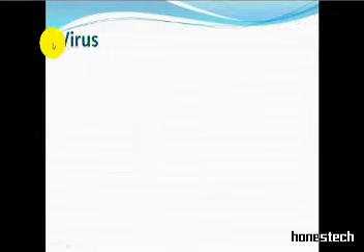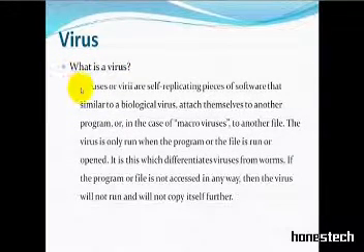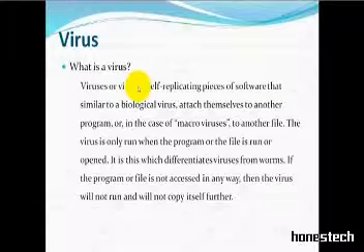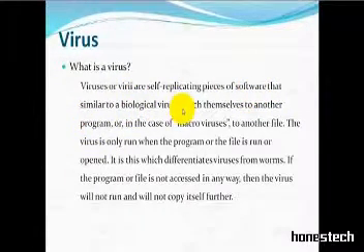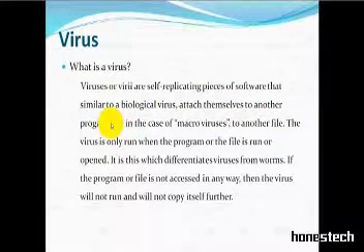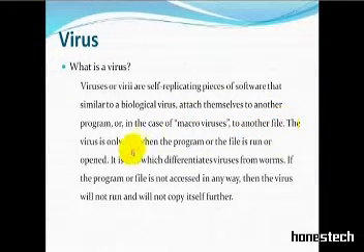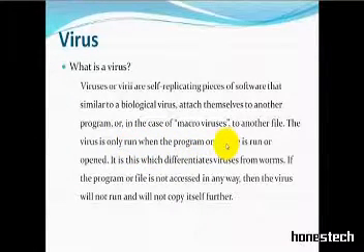Okay, let's consider the first category of malware: viruses. Most often you have an idea about what viruses are. Maybe you don't know about computer viruses, but you have heard about biological viruses. Computer viruses are self-replicating pieces of software, similar to a biological virus. These viruses attach themselves to another program, or in the case of macroviruses, to another file. The virus is only run when the program or the file is run.